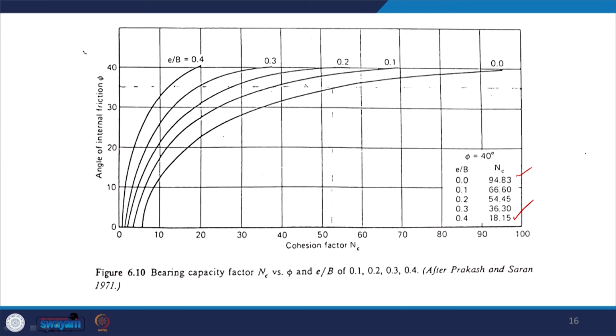That means, what did Meyerhof do? Meyerhof used the reduced width, but here the width is not reduced, rather you decrease the values of NC, NQ and N gamma according to your eccentricity. So, that is the concept here, and these charts can be used for design purposes. And if you have some phi value or some E by B value which is in between, like 0.1 and 0.2, then naturally you need to use interpolation. So, this is the way the chart should be utilized.